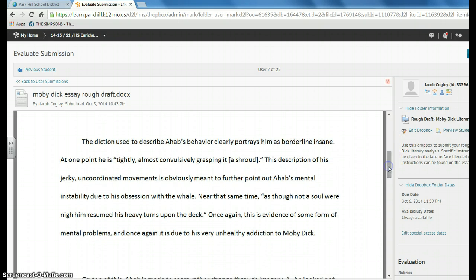So your next paragraph starts off fine. The diction used does portray Ahab as borderline insane. Your biggest issues are going to be that, first of all, you only have two examples. One up here with the tightly, almost convulsively grasping, and then as though not a soul were nigh him, resumed his heavy turns upon the deck. You are to have a minimum of 3 pieces of diction taken directly from the text, and I also need you to include the in-text citations after each one of those.